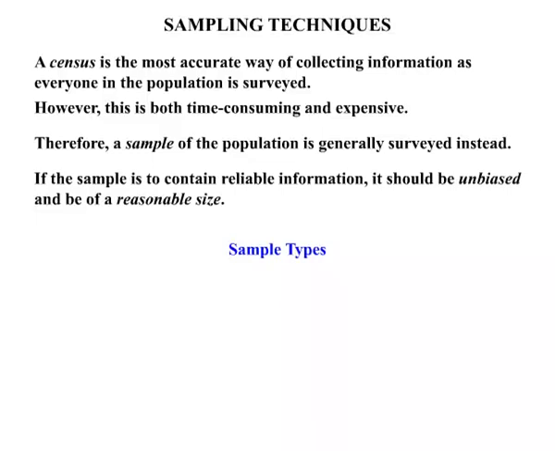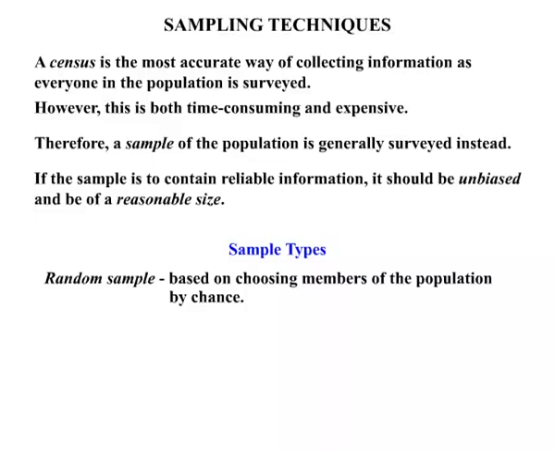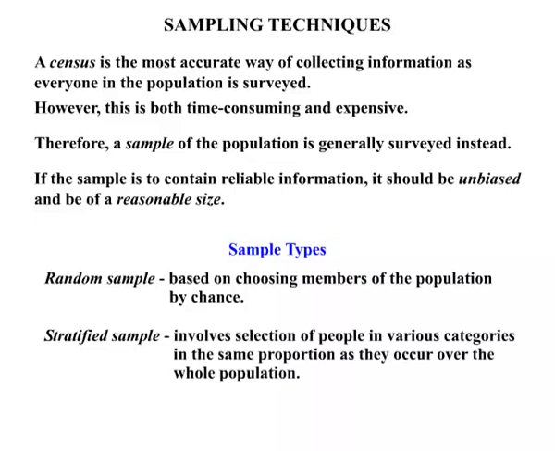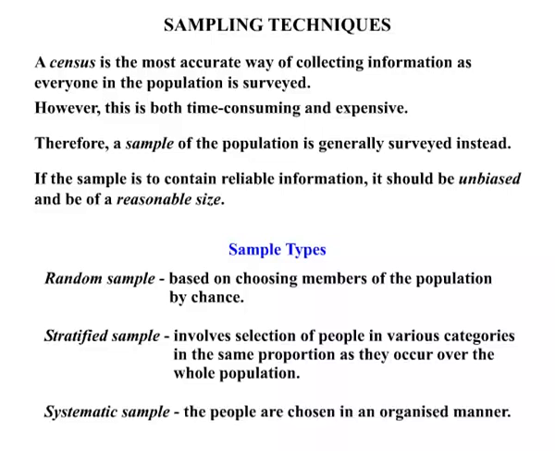Now let's have a look at some sample types. A random sample. This is based on choosing members of the population by chance. A stratified sample involves selection of people in various categories in the same proportion as they occur over the whole population. A systematic sample, the people are chosen in an organised manner.